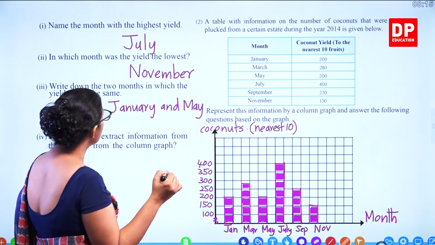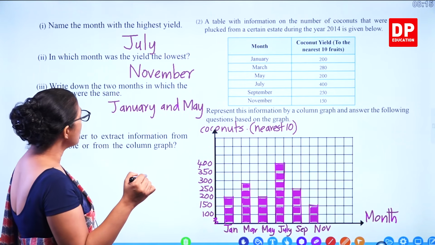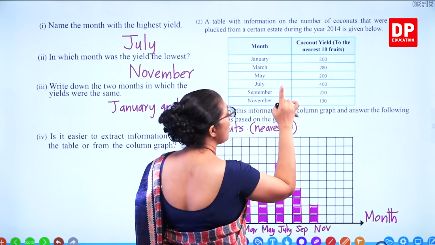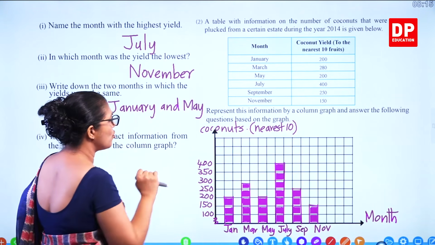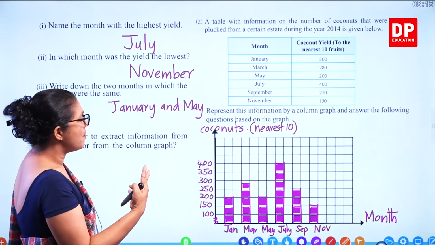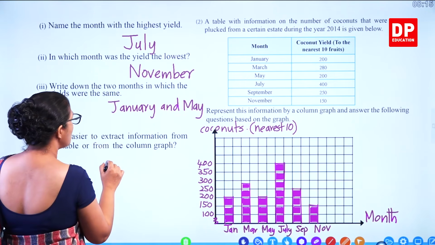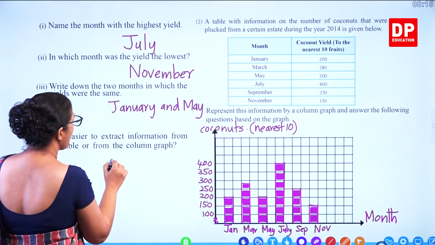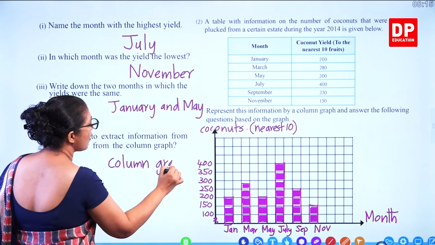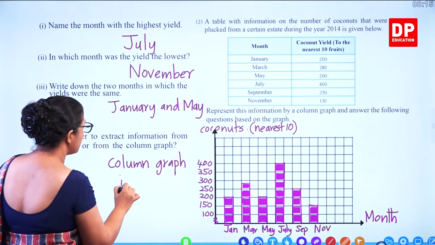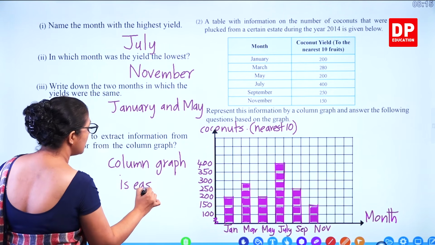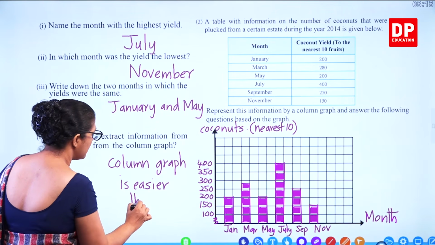Is it easier to extract information from the table or from the column graph? When you look at the table, it's difficult to identify which one is the lowest or highest. Using the column graph, it's easy to get the information at once. So column graphs are easier than tables.